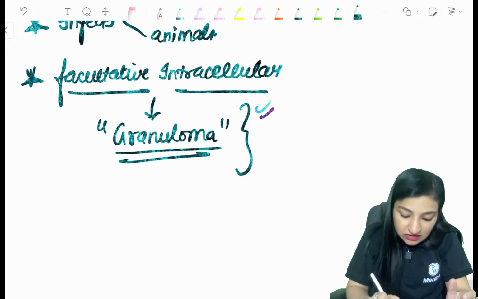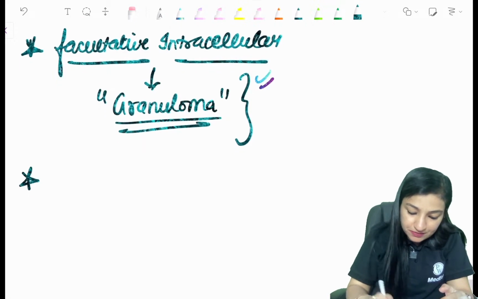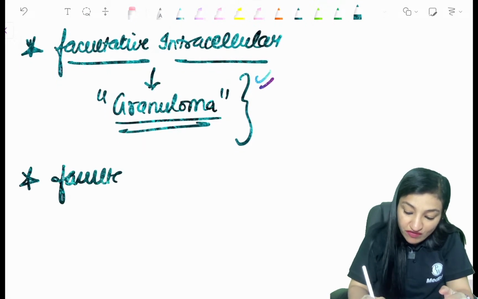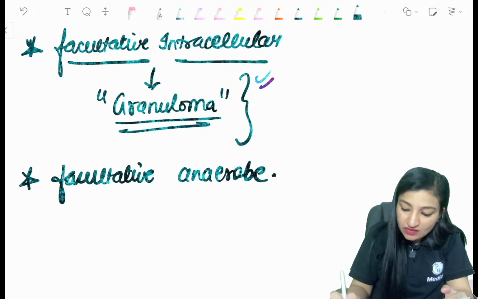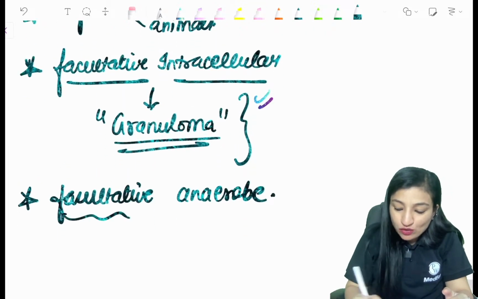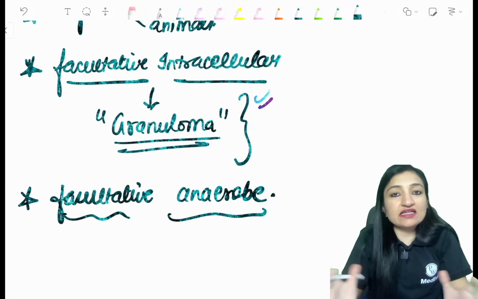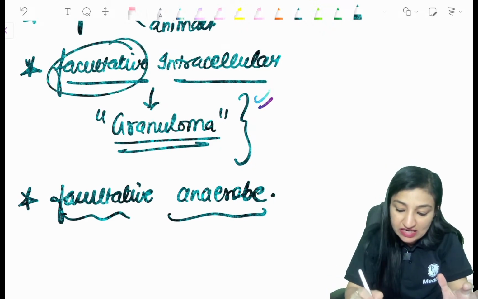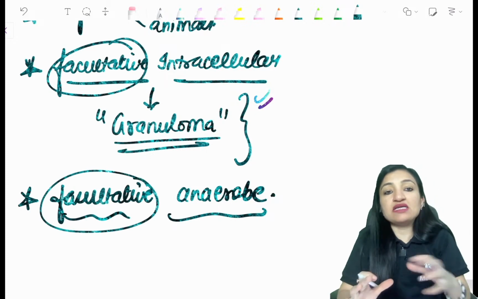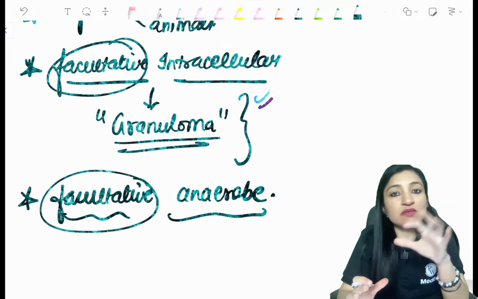Then another important feature is that it is a facultative anaerobe. Okay. So what does facultative anaerobe mean? It just means that it can survive both in the presence as well as in the absence of oxygen. So the word facultative actually means a luxury or a blessing, that both things are possible.